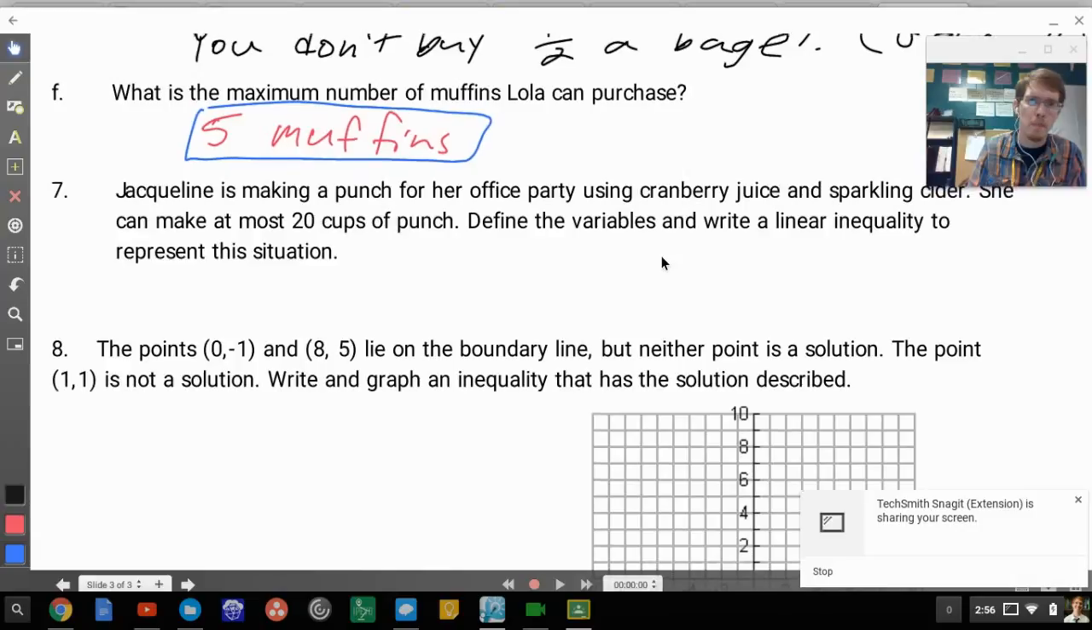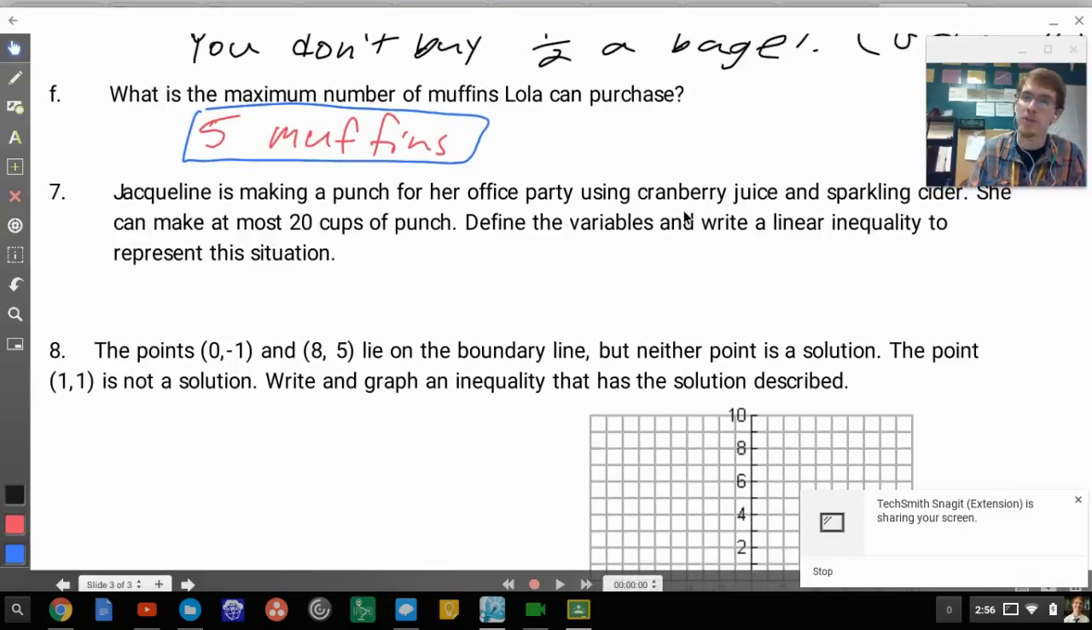All right, number 7. Jacqueline's making a punch for her office party using cranberry juice and sparkling cider. She can make at most 20 cups of punch. Define the variables, write a linear inequality to represent the situation. Okay, so what all are the things we don't know here? Well, we don't know how much, since it says she's going to be combining these two together. So it's cranberry juice and sparkling cider. So I'm just going to say X is my cranberry juice, Y is my sparkling cider. And she can make, here's our limitation, at most 20 cups of punch. That means less than or equal to.